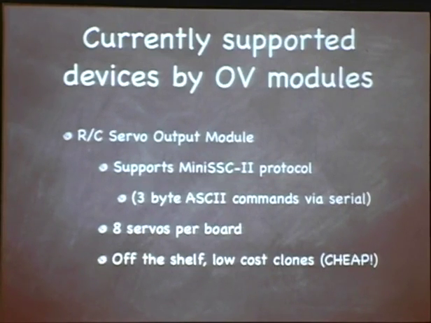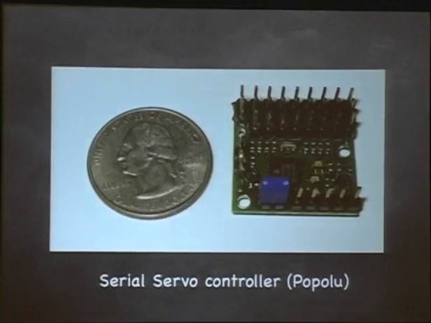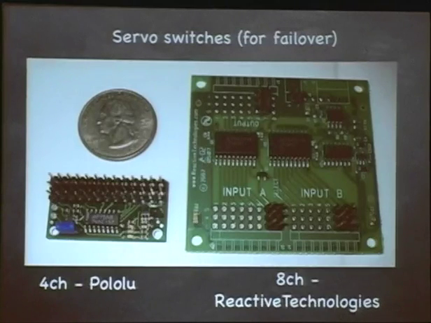However, recently there's a bunch of others that have cloned their protocol and are offering devices that are much lower cost and smaller. So the current one that we've adopted now is the Pololu, I guess is how they say it, and that's a quarter next to it. Very, very tiny. It has both 5-volt and 12-volt serial support, 8 outputs for servos.